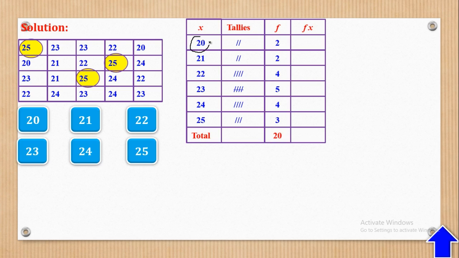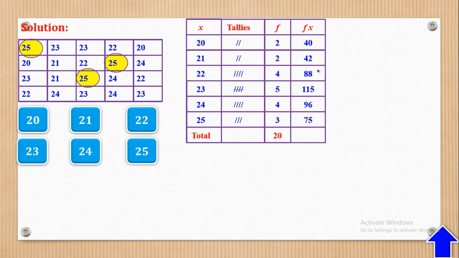You multiply x by f. So 20 multiplied by 2, you'll come up with 40. Then 21 multiplied by 2, you'll come up with 42. 22 multiplied by 4, you'll come up with 88. 23 multiplied by 5, you'll come up with 115. 24 multiplied by 4, you'll come up with 96. 25 multiplied by 3, you'll come up with 75. So basically that's how the values of fx are generated.